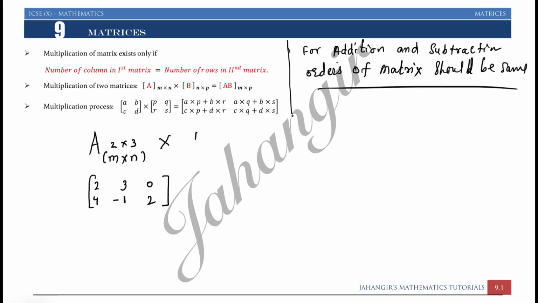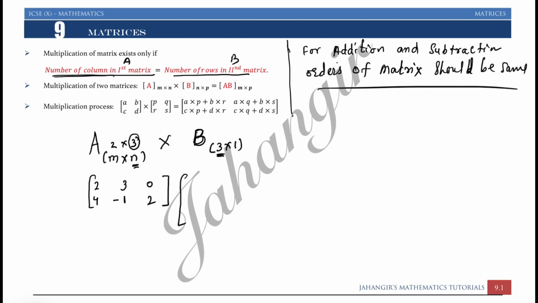So if I am multiplying with B, B's order should be such that the number of columns of A should be equal to the number of rows of B. The number of columns of the first matrix A is 3. So here the rows should compulsorily be 3 if you have to multiply. So B can be 3 times 1, or 3 times 2, or 3 times 3. But these two should be equal: the first matrix's number of columns should be equal to the second matrix B's number of rows.